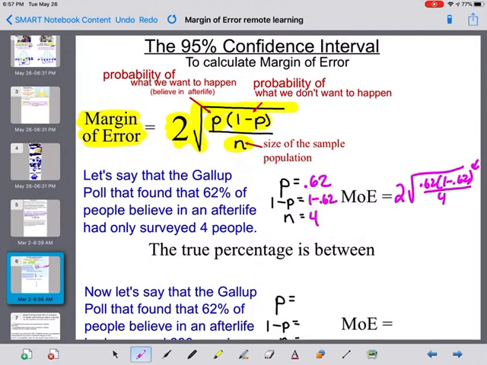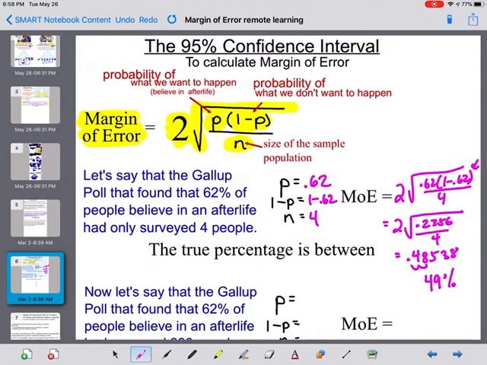So you do 0.62 times parenthesis 1 minus 0.62, and you get 2 radical 0.2356 over 4. Now you can type this straight in your calculator. 2 square root 0.2356 divided by 4, enter. And you get 0.48538. Convert that to a percent, and it approximately is 49%.